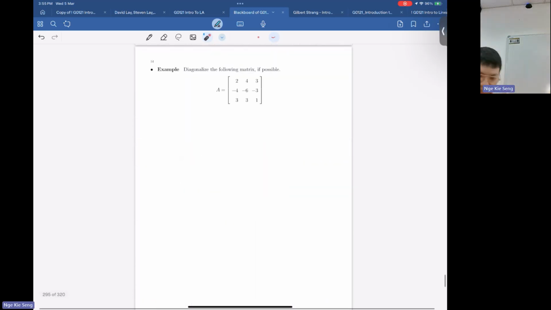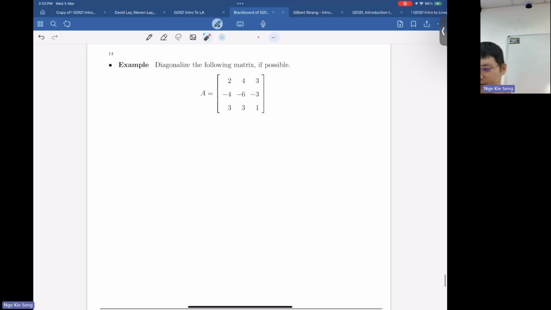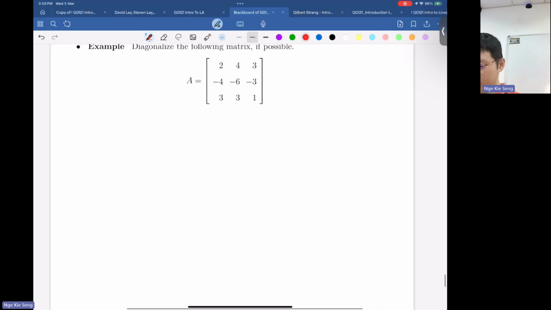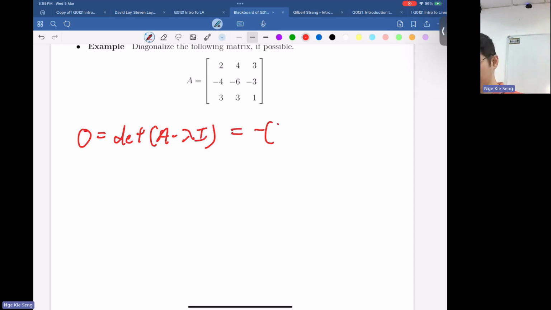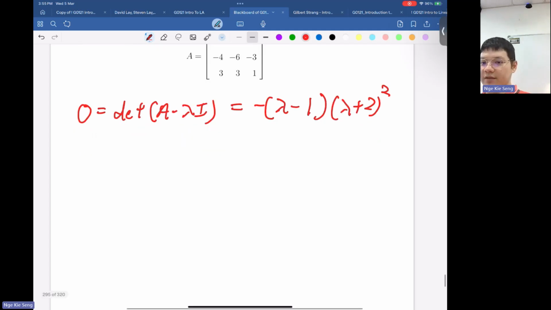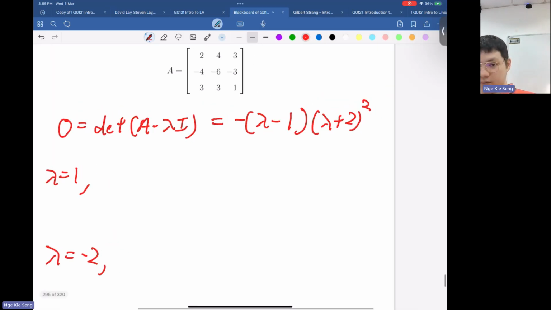Okay, let's do one more before we break. So I'll straight away tell you the eigenvalues, and then I want you to compute the algebraic multiplicity. So I straight away tell you the characteristic polynomial. You can go back and test it out. So one eigenvalue is 1, and the other is -2. Now I want you to find out what their eigenspaces are.